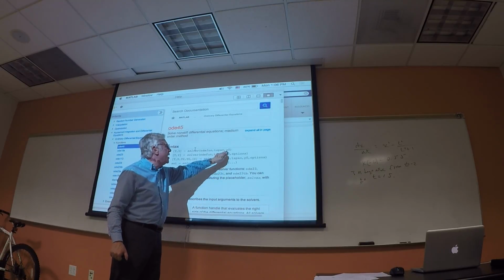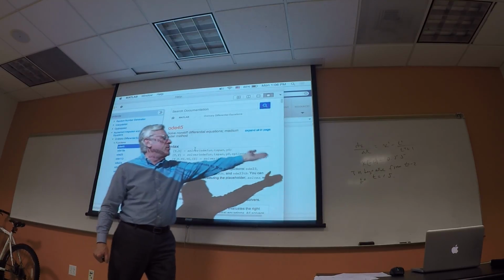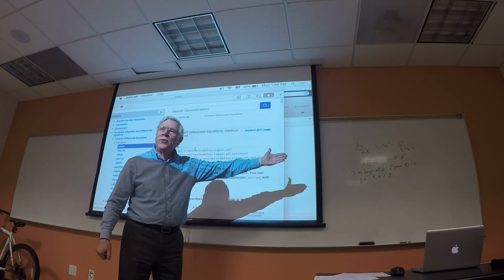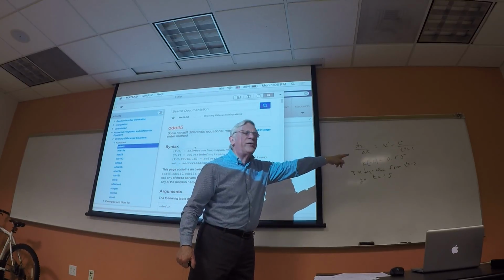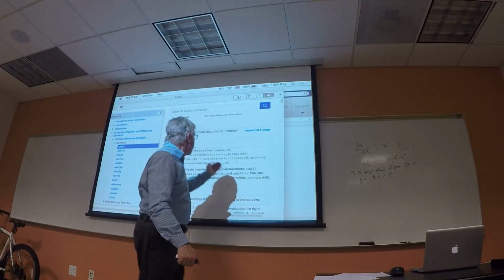And then you've got y0, in our case the initial value of the dependent variable, which is going to be 0.55. Okay, so we've got all the input arguments.